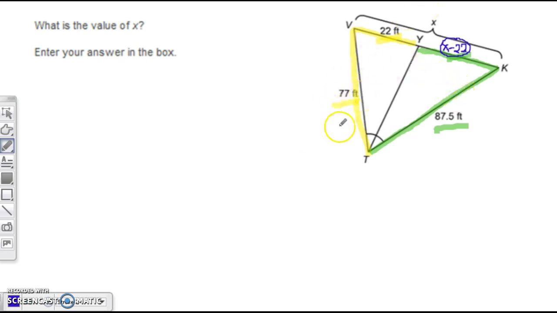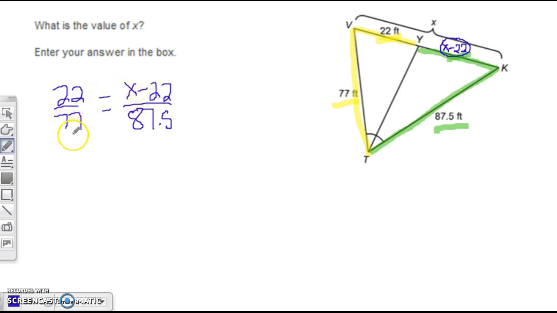So now we do have enough information to set up our proportions. So I'm going to go ahead and do top over bottom. So 22 over 77 equals top over bottom, x minus 22 over 87.5. Now remember, you can set up your fractions any way you want to as long as you get the corresponding parts together. And then from here we're going to cross multiply to solve it.